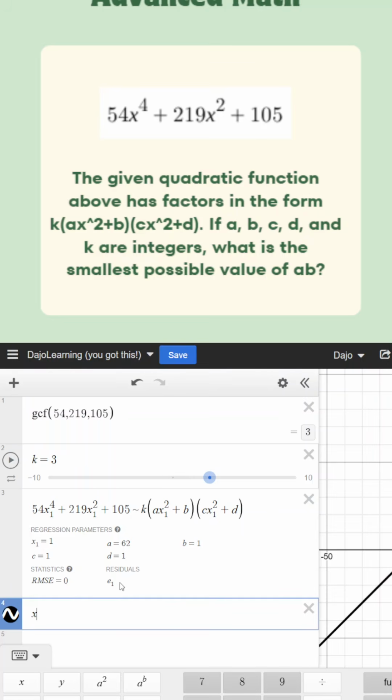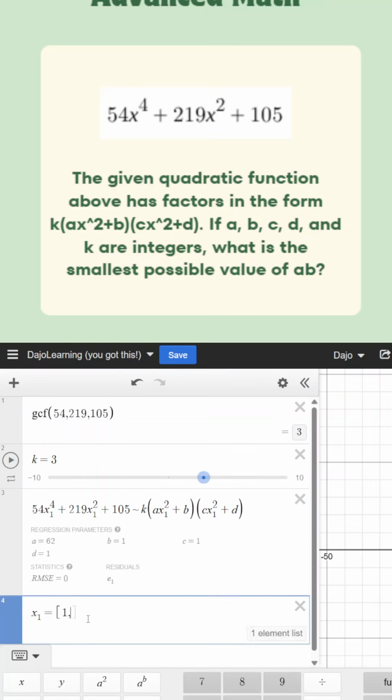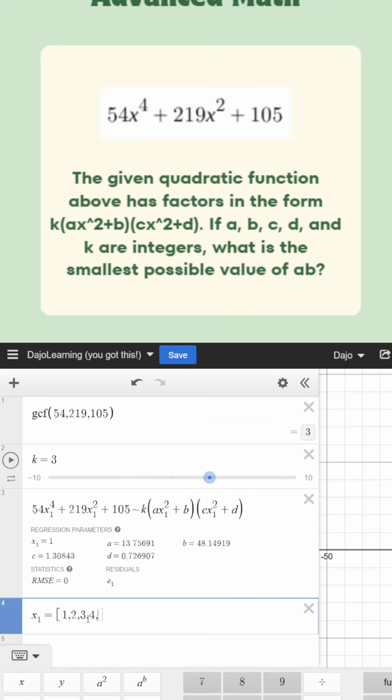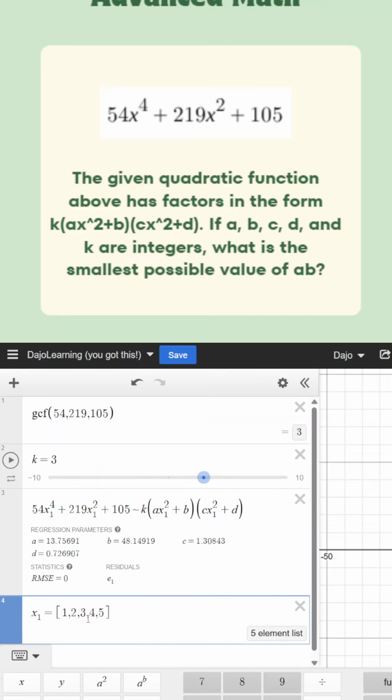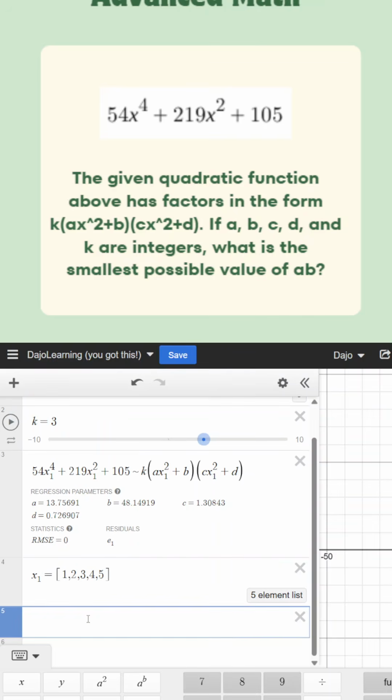But we want them to be equivalent expressions, right? We want them to be equivalent for all values of x. So we're going to define it by multiple values so that Desmos understands that these are true for all values of x. The general rule of thumb is the number of unknowns plus 1.